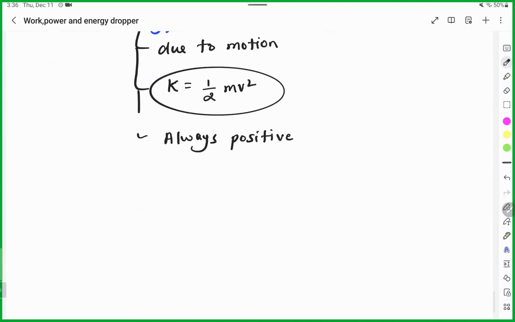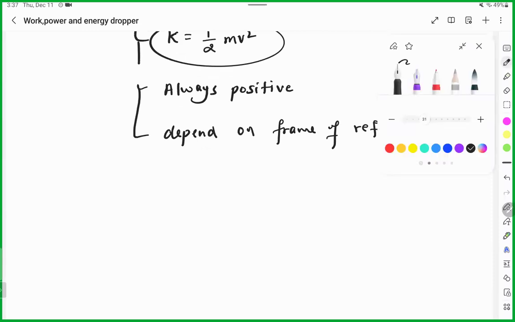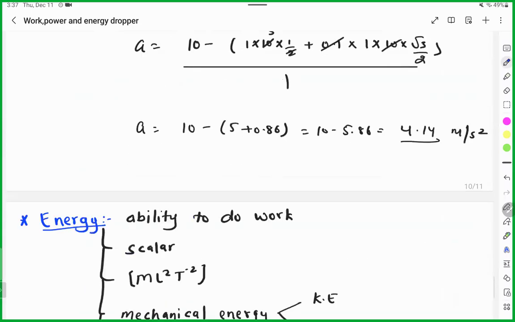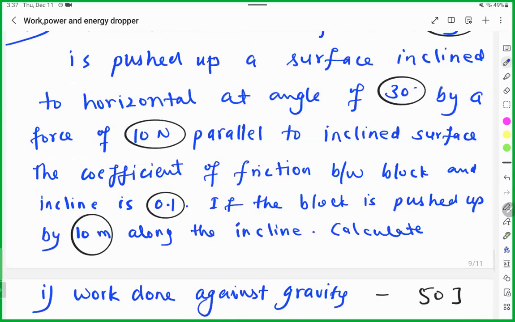As you know, work done depends upon the displacement, upon the frame of reference. Kinetic energy also depends upon the frame of reference from where you are measuring it. Frame of reference, right? And based on that, you can solve questions. How many questions did we do today? 5.